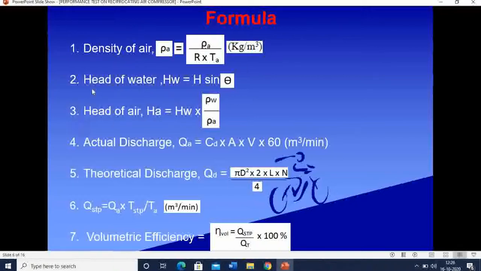Here head of water HW is H sin theta, and head of air is HW into rho W by rho A, that is the density of the water column by the density of the air column. Then the actual discharge QA is CD into A into V into 60, in meter cube per minute, and the theoretical discharge is pi by 4 d square into L into N. The discharge at STP condition is QA into temperature at STP divided by STP, divided by the temperature at the ambient. Then the volumetric efficiency is QSTP, the discharge at STP, divided by the theoretical discharge into 100.